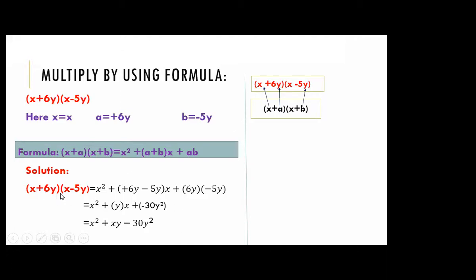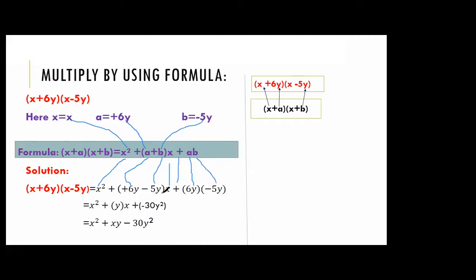Here (x plus 6y)(x minus 5y) is equal to, first we have to put the value of x. The value of x is x, so we put x square. The value of a is plus 6y, so we put plus 6y. The value of b is minus 5y, so plus minus becomes minus 5y. The x value is x, so we have copied x over here. The plus sign is copied from the formula. The a value is 6y and the b value is minus 5y.